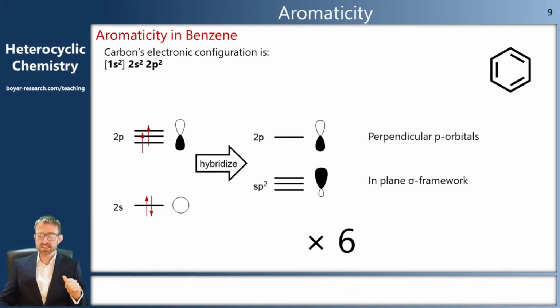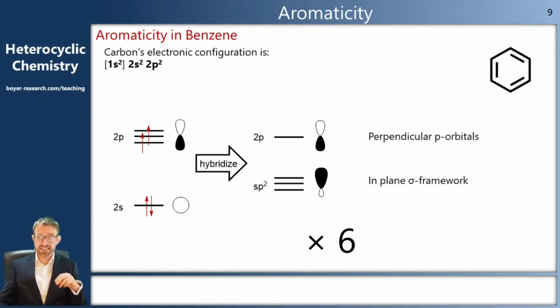If we look at the bonding, then each of the 6 carbon atoms is sp2 hybridized, which means that it takes its 2s orbital and mixes it with 2 of the 2p orbitals, and these overlap to form the sigma bonds which make the framework in the plane of the molecule. This leaves 6 p orbitals perpendicular above and below this framework.